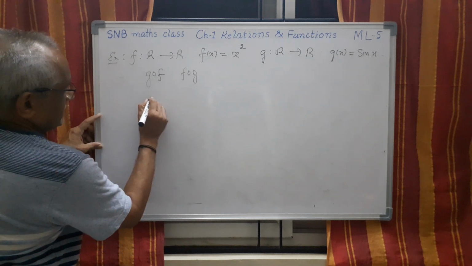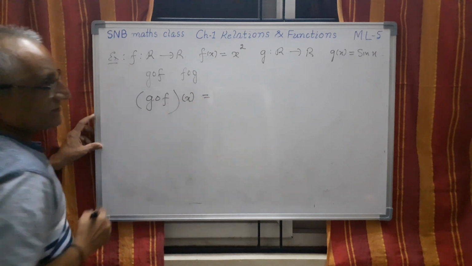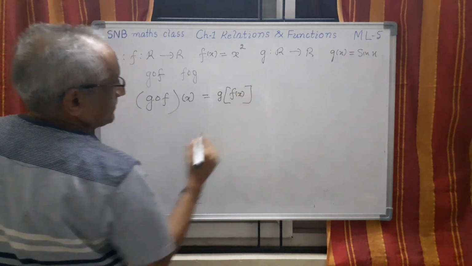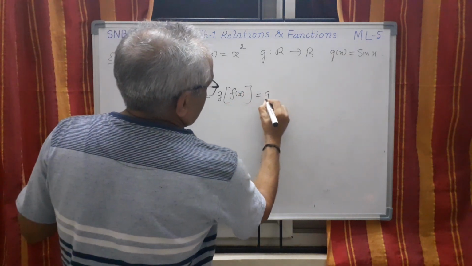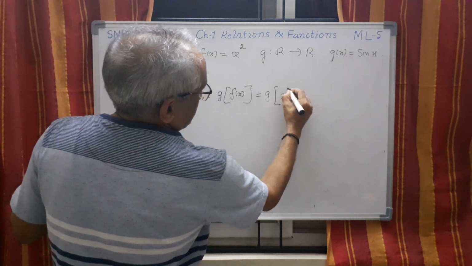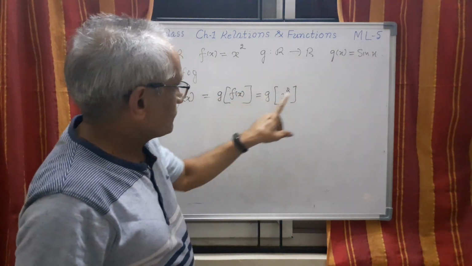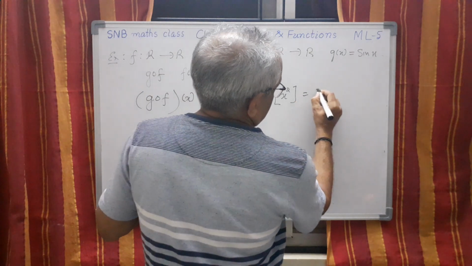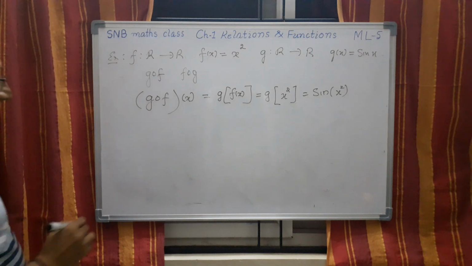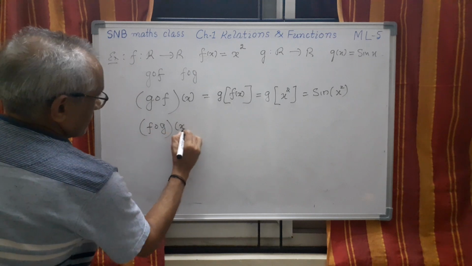So first, let us take g of f of x. By definition, it is equal to g of f of x, and this equals g of, what is f of x? It is x square. So it is g of x square. Now g of x is sin x. Therefore g of x square is sin of x square.